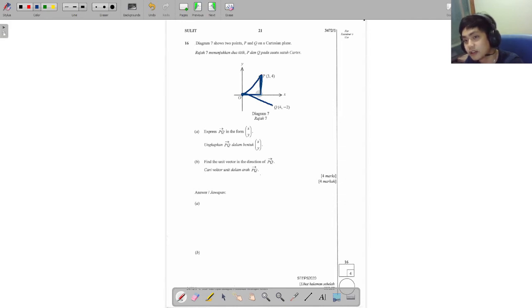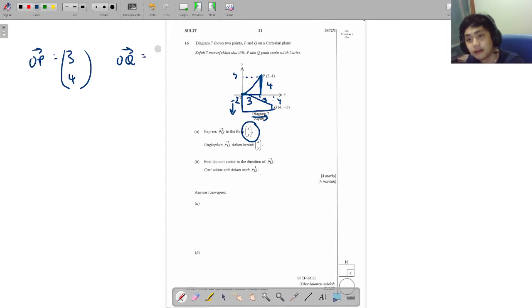So vector wise, the coordinate here is 3, here is 4. So this should be 3 on the x and 4. So OP is 3, 4. Likewise, I do it for Q, where this is negative 2 and this would be 4. So I go 2 units down and 4 units to the right. So I can say that OQ is 4, negative 2.